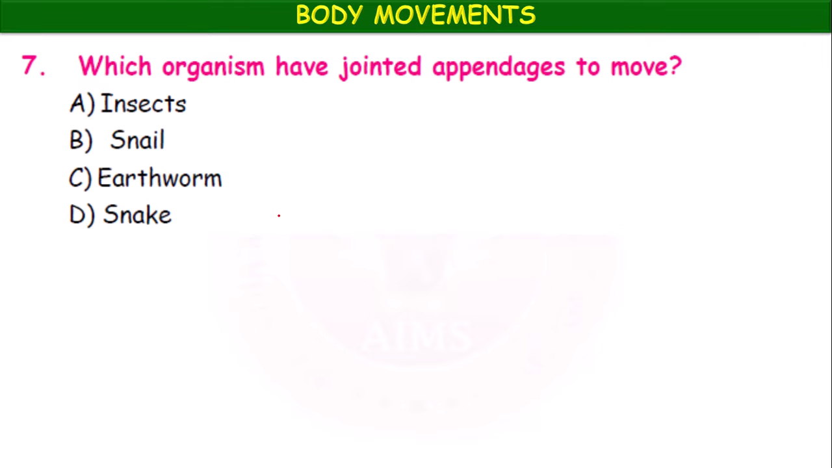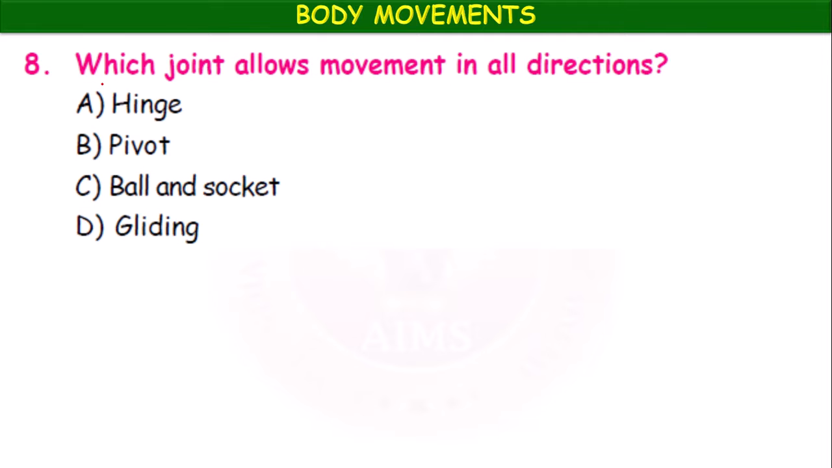So which organism has jointed appendages to move? Insects, snail, earthworm, snake. Insects have jointed appendages. So which joint allows movement in all directions? Hinge joint, pivot joint, ball and socket joint, gliding joint. It's a ball and socket joint, which moves in all directions.